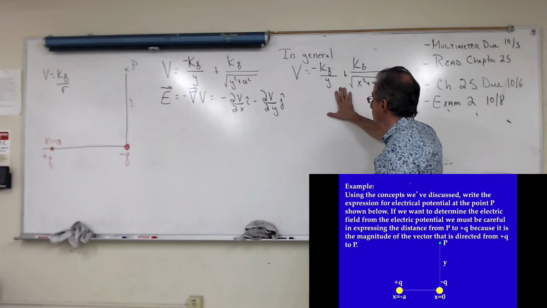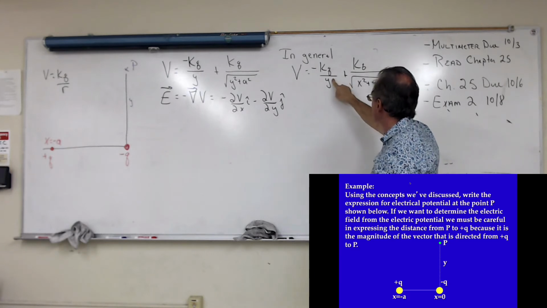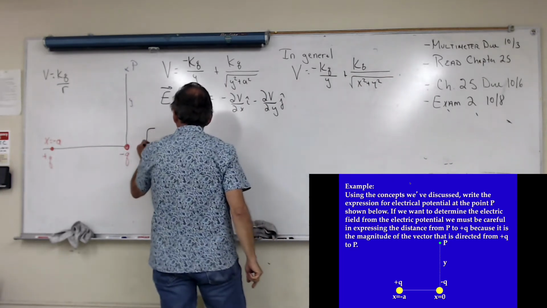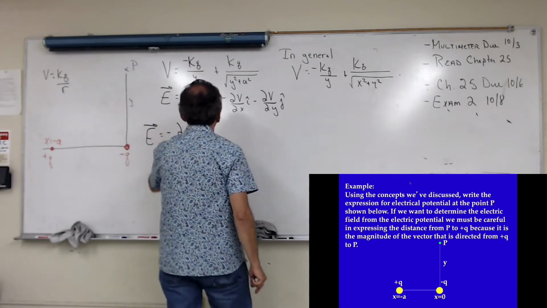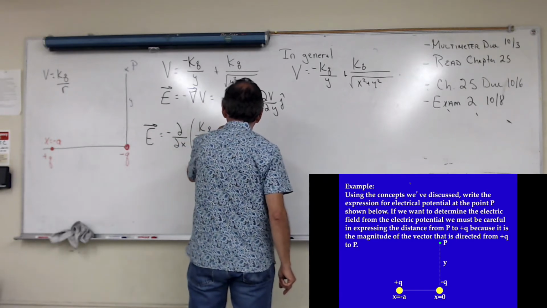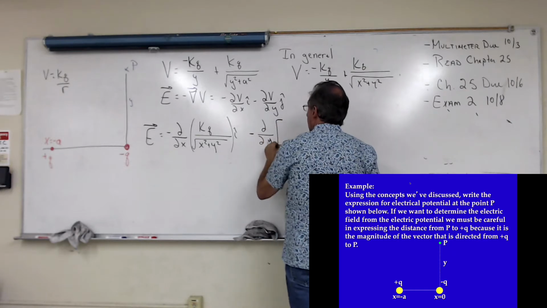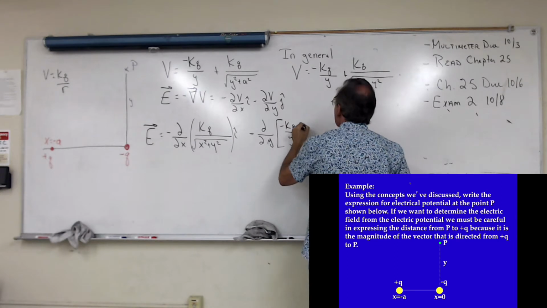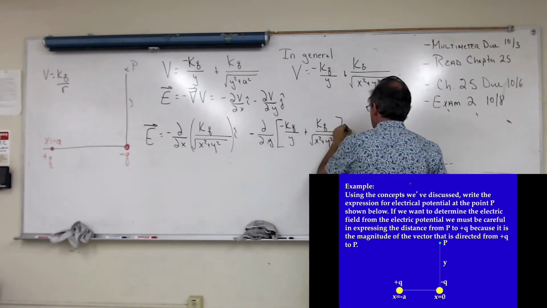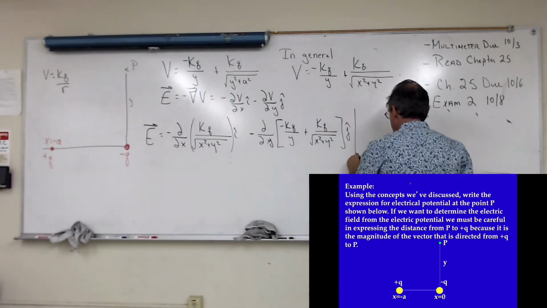So I need to take the derivative of this whole thing with respect to x. This one has no x term in it, so the derivative with respect to x is 0, but then this one has an x term. And then the y term. And if I want to know the value of the electric field when x equals a, then I have to evaluate this at x equals a.